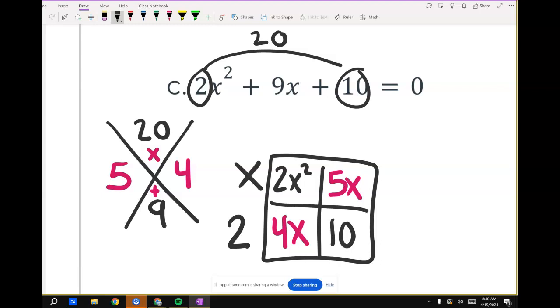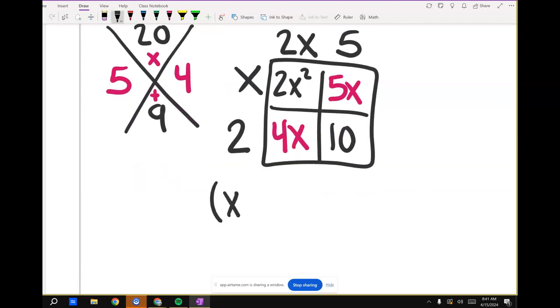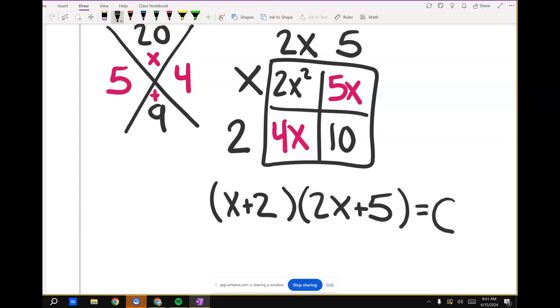Looking down our first column between 2 and 4, the greatest common factor is 2. We have an x squared and an x, we could take out an x. And a 2, so 2x. And then greatest common factor of 5x and 10 would just be 5. So I can't take out an x because 10 does not have an x. So my parentheses pair will look like x plus 2 times 2x plus 5 equal to 0.